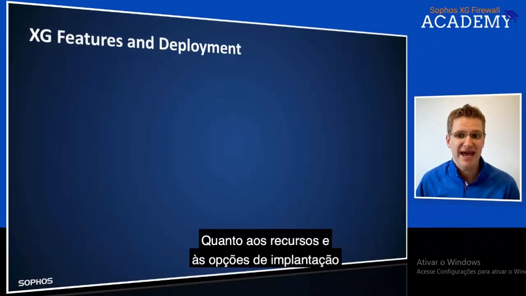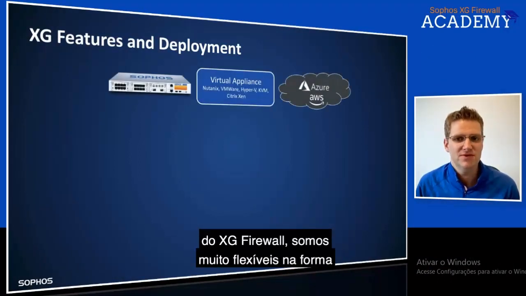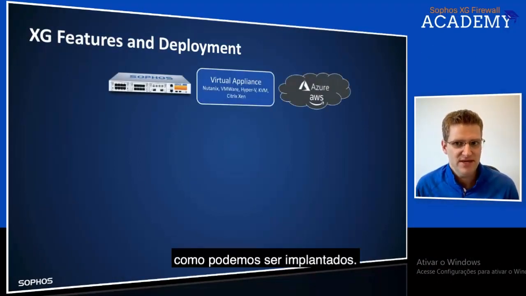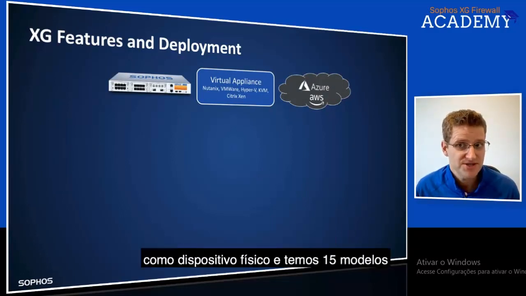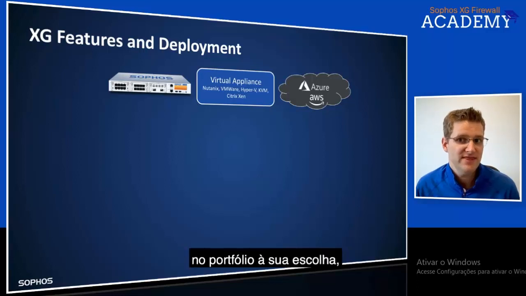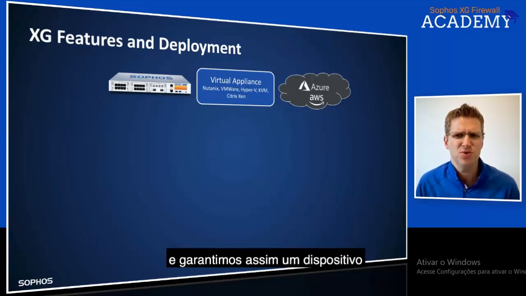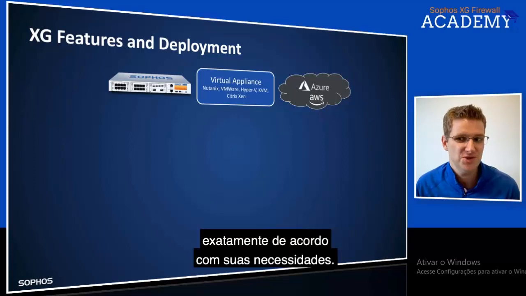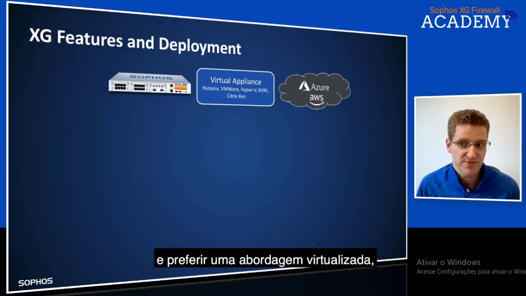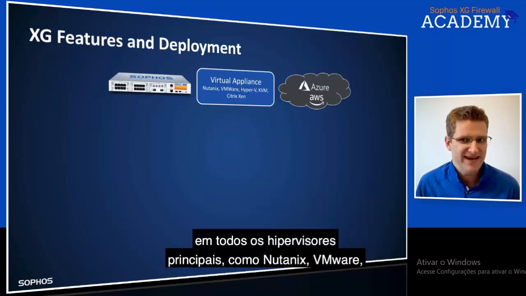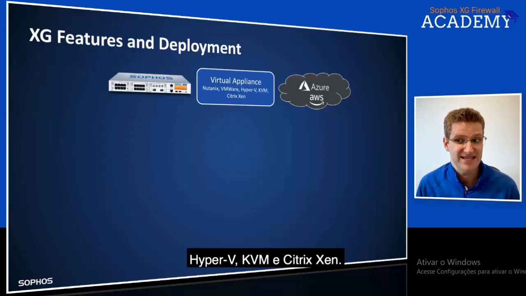Now, looking at the features and the deployment options of the XG Firewall, we're very flexible in the way that we can be deployed. First and foremost, you can deploy the XG Firewall as a physical appliance, and we have 15 models within the portfolio for you to choose from to make sure that we are sizing the device in accordance with your exact requirements. But if you are using virtualization within the infrastructure and you would prefer a virtualized approach, you can bring up a virtual appliance of the XG in all of the main hypervisors such as Nutanix, VMware, Hyper-V, KVM and Citrix Xen.